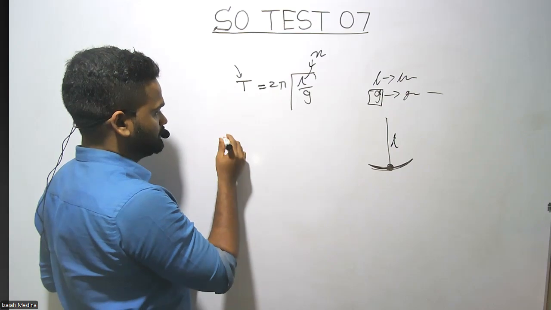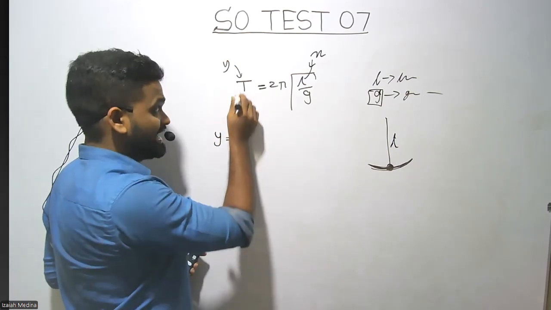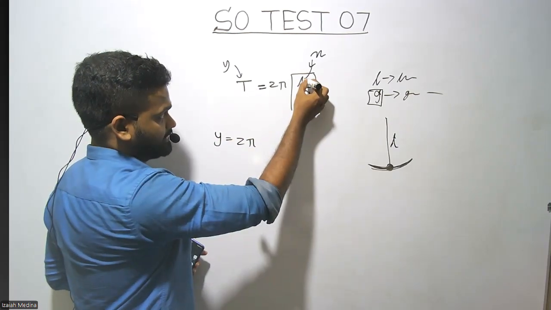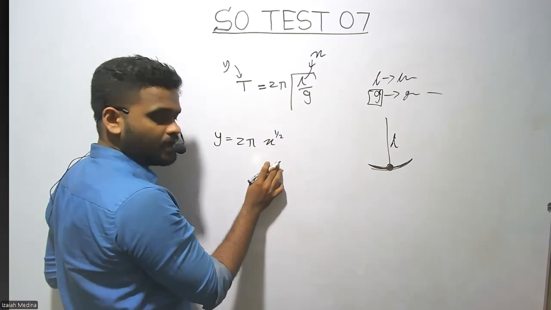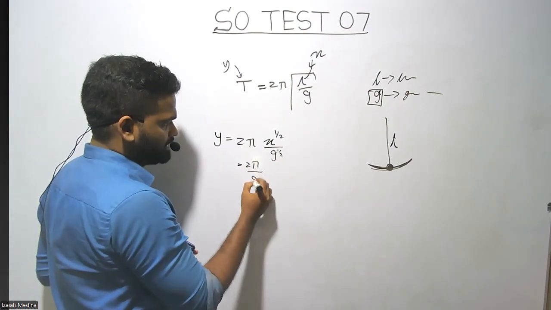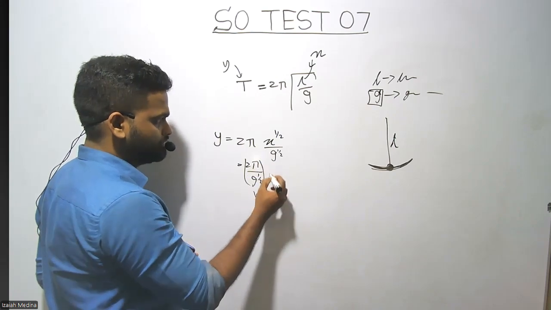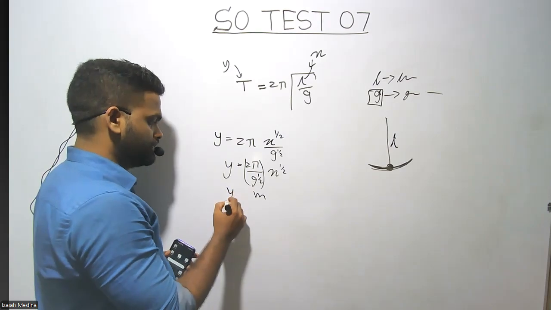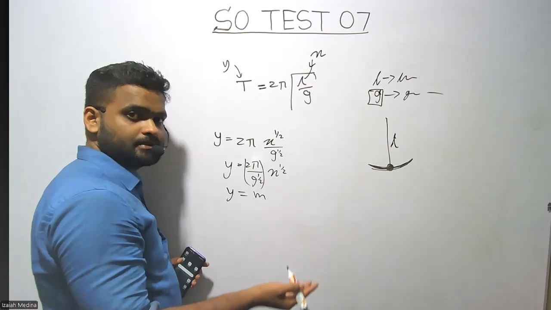But let's say, as y, you just put T there, and as x you put L. So 2π, root, means to the power half, divided by g to the power half. So this 2π divided by g to the power half can be the gradient of the graph, m, with x to the power half as y equals m x to the power half. So do we have y equals mx plus 0, y equals mx, in this way?